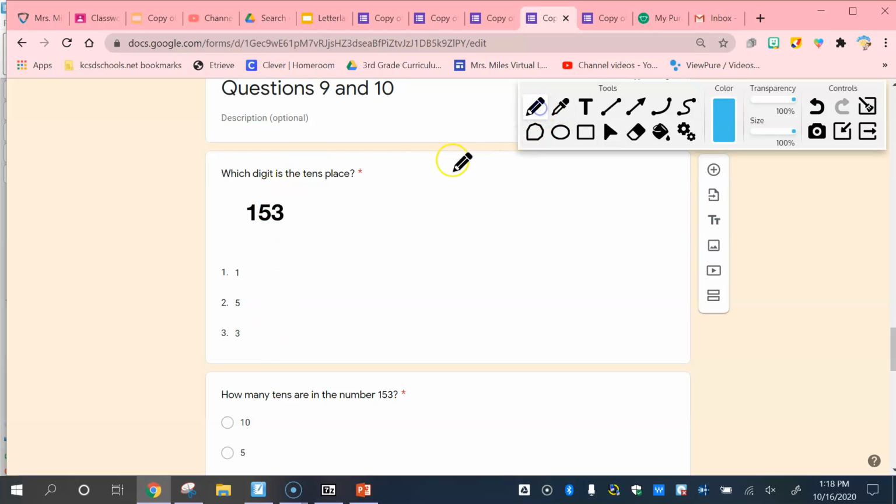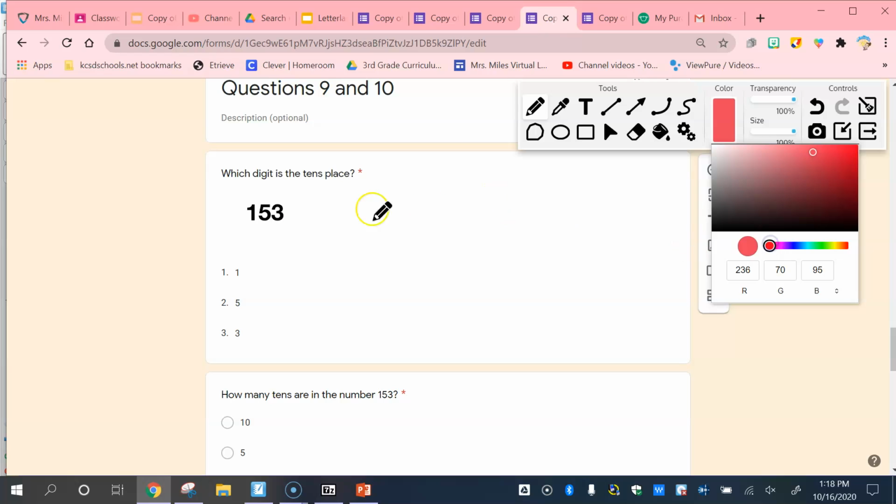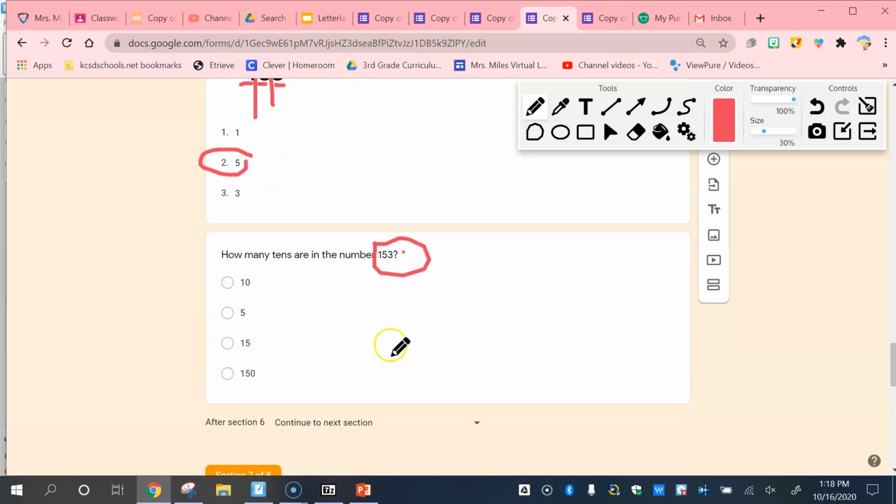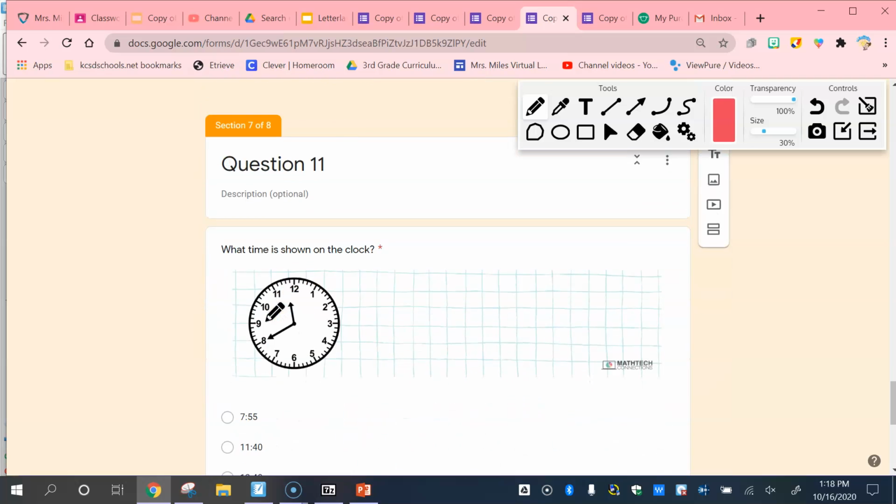Which digit is in the tens place? So right here, we have our ones place, our tens place, and our hundreds place. And you can even make yourself a little chart like that. So which digit is in the tens place? Ones, tens, hundreds. You said 5, you're correct. And how many tens are in the number 153? So we just said there were 5 tens there. So the answer has to be 5.